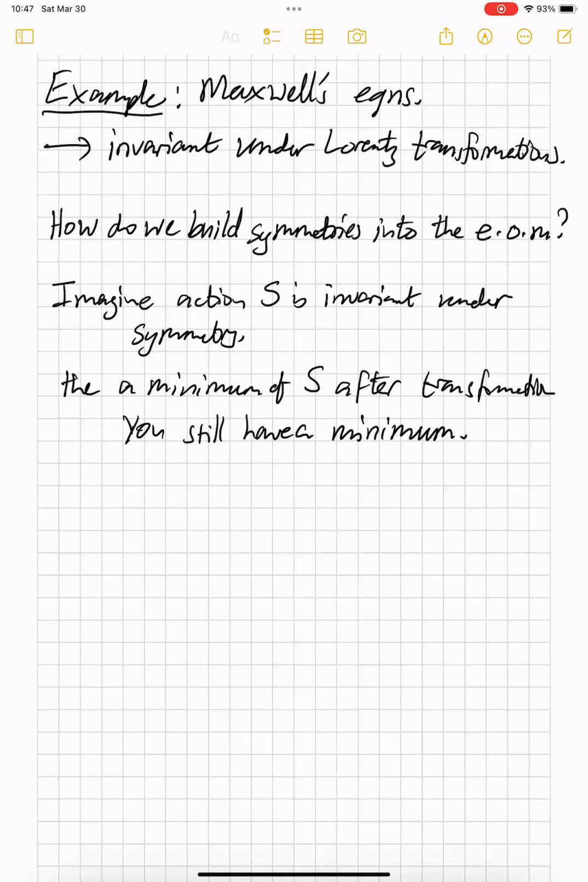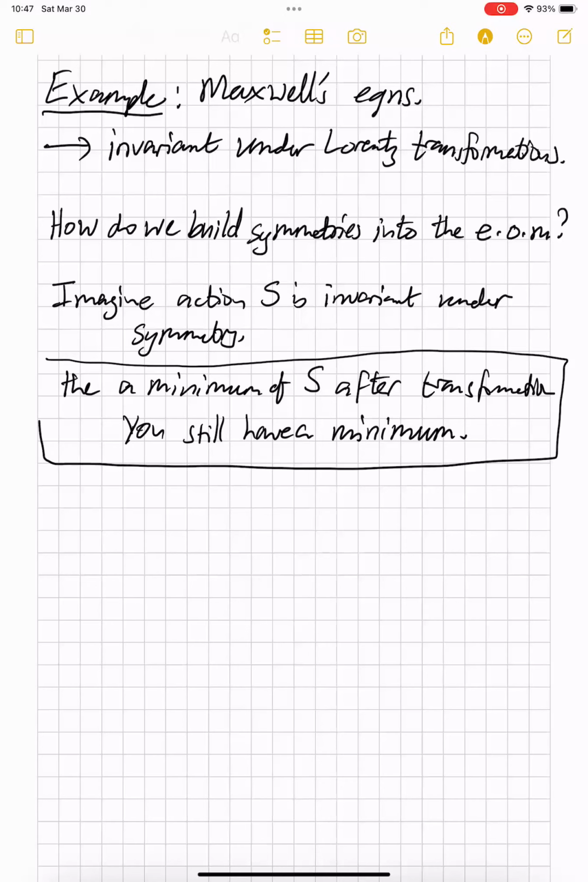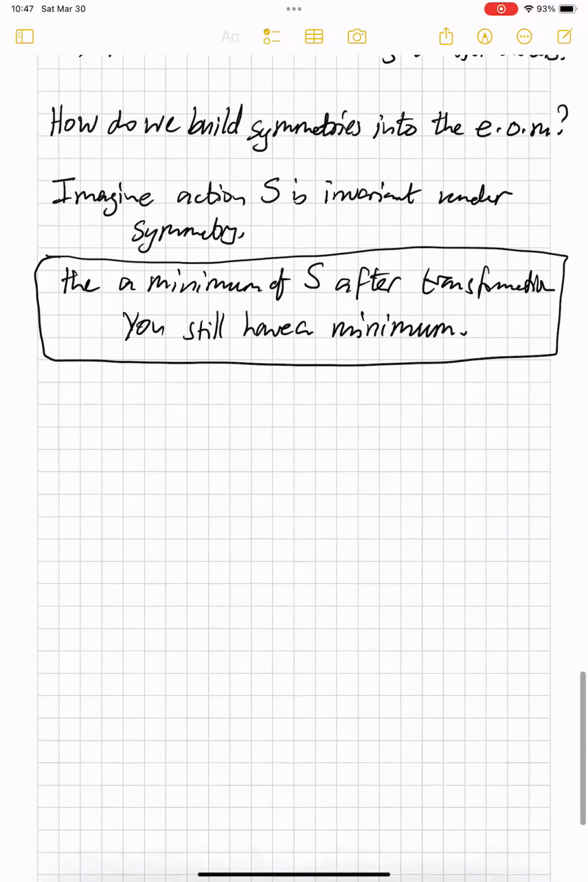But the solution to the equation of motion is the minimum of the action. So this statement is the statement that we will take a solution to the equations of motion into another solution of the equations of motion by performing the symmetry.